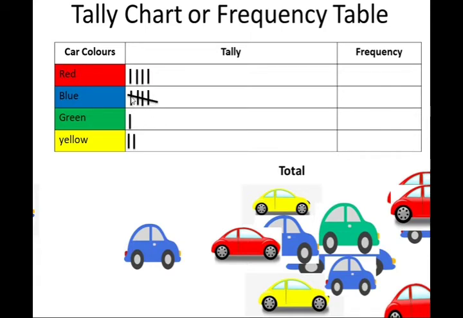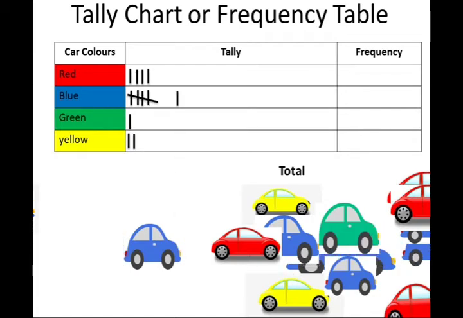Now, can you see how easy it is to count in fives by placing the 5th stroke across the 4 upright strokes? We don't have to count in ones anymore. We can simply say that this symbol represents 5, the number 5. Now we're going to count in fives after this.